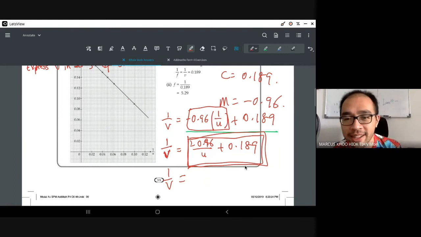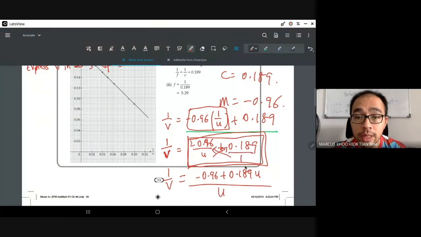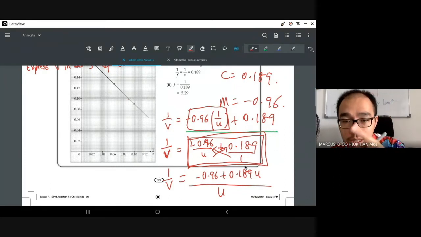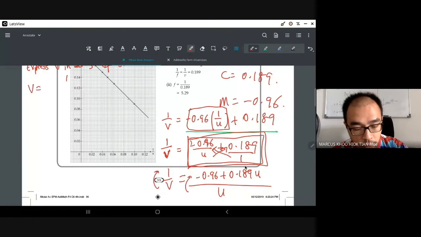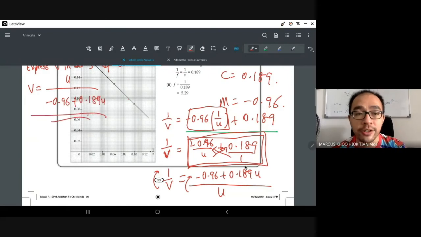It's very hard to type this kind of answer out, right? Okay, fine. So negative 0.96 plus 0.189 u over u. You cross multiply everything. The bottom is 1. Oh, wow, this is even better. Wei Chen has gotten it already. He has already flipped this around. So you get v equals u over negative 0.96 plus 0.189 u. Good, excellent. That means Wei Chen has already gotten it. He just skipped right to the end.